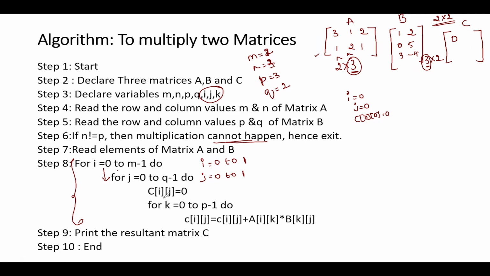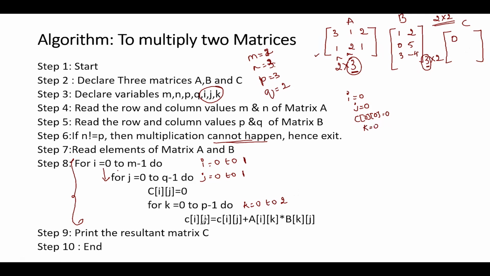All right. Next, I'm starting another loop from k is equal to 0 to p minus 1, which is going to go k is equal to 0 to p, which is 3, minus 1, hence 2. So 0, 1, 2. 3 times I'm going to go because I have 3 rows here. All right. So initially k is also 0 here.